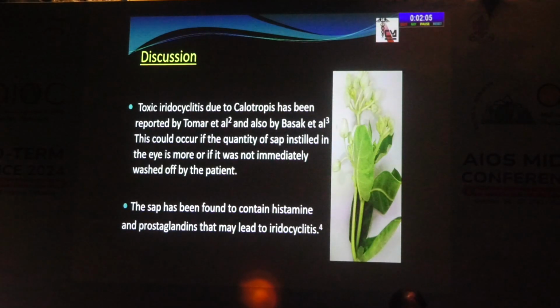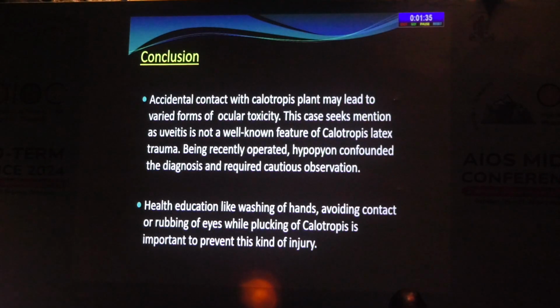Toxic iridocyclitis due to Calotropis has been reported in literature. This could occur if the quantity of sap instilled in the eye is more, or if it was not immediately and thoroughly washed off by the patient. The sap has been found to contain certain substances that may lead to iridocyclitis. This is the picture of the same Calotropis flower, which the attender brought after the fourth or fifth visit from the adjacent area from where the patient had plucked it.